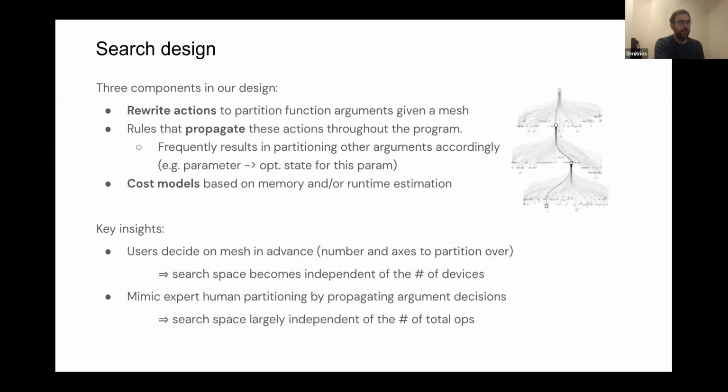So the key insight is that the users decide on the mesh in advance, so we don't search over possible shapes of meshes. That's coming in. And then we also try to mimic human expert partitioning by propagating argument decisions.